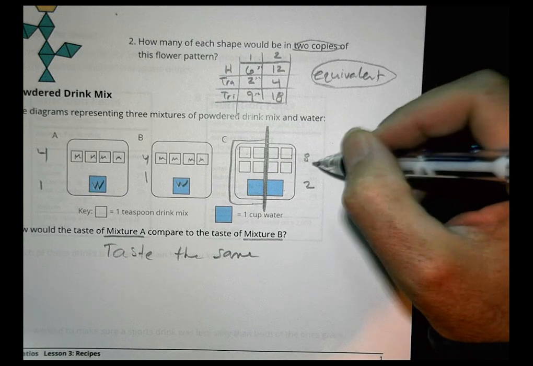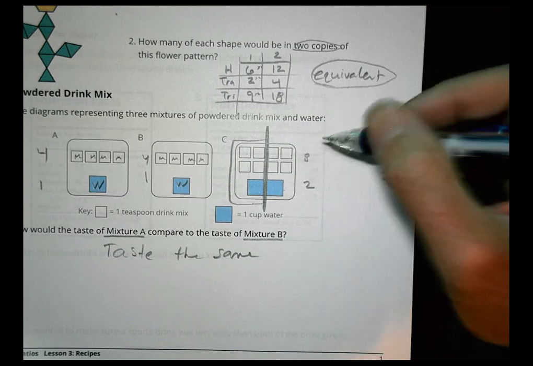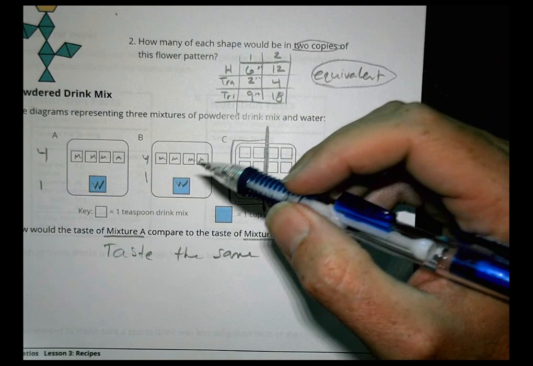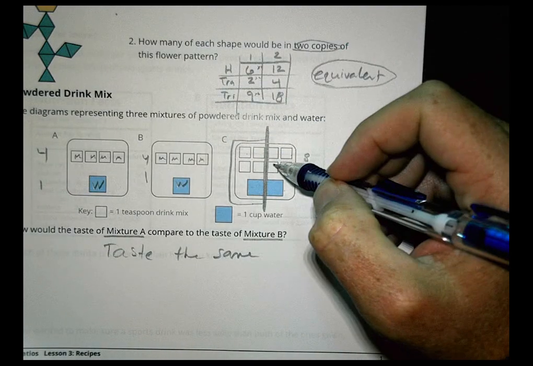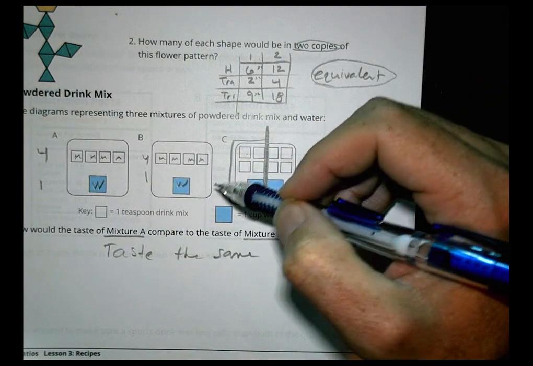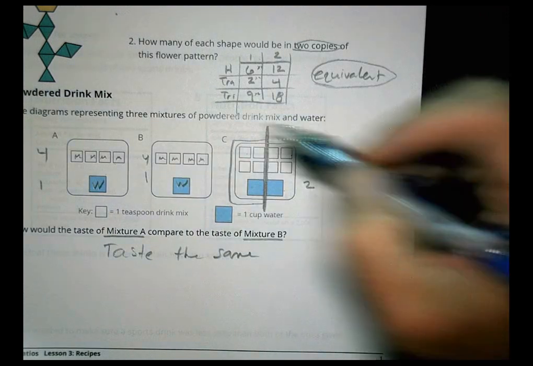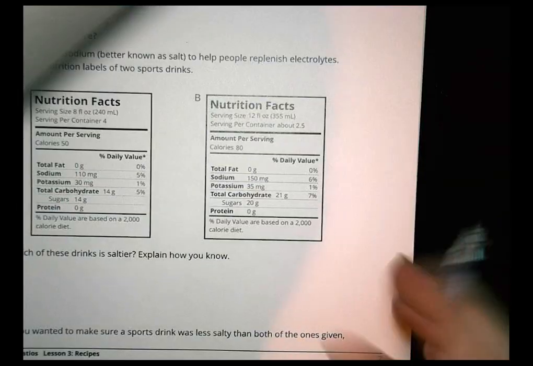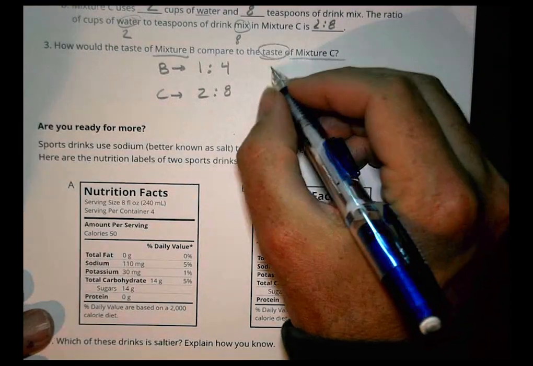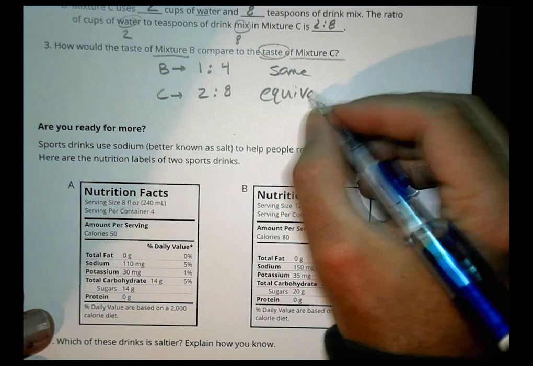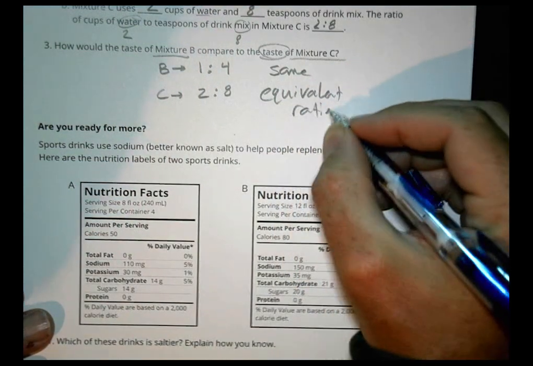So all I'm doing in C is it looks like I'm doubling what I did in A and also in B. And in essence, C becomes what I would get if I made a mix A and made mix B and decided, you know what, I think both of these can fit in a larger container. Let's put them all together and put them in C. And so what you end up with is what we call an equivalent ratio. In terms of the taste, they would be the same, and that's because it is an equivalent ratio.